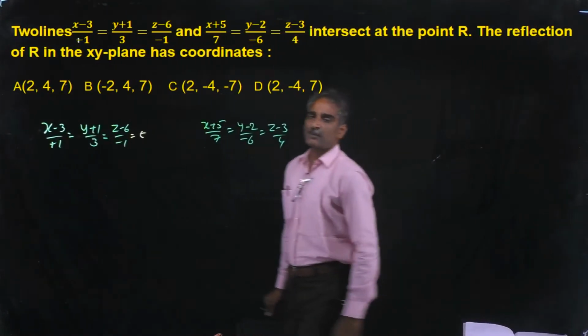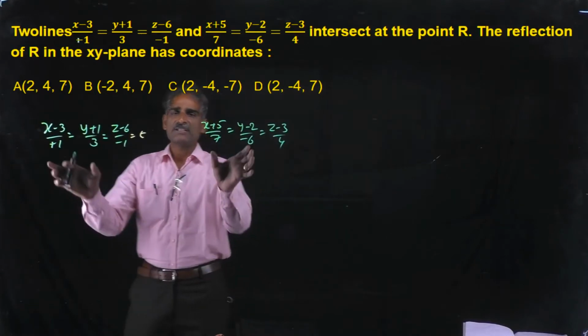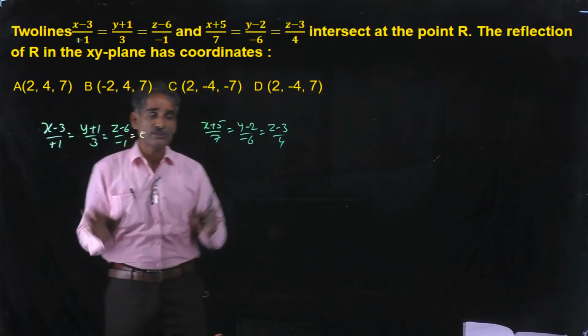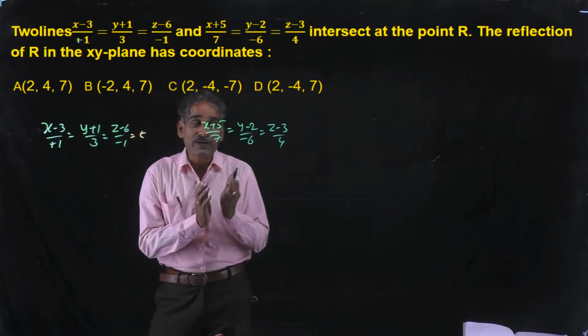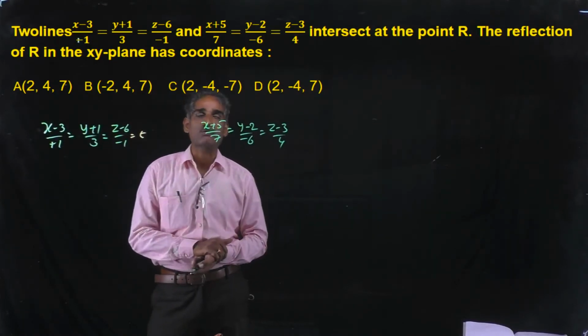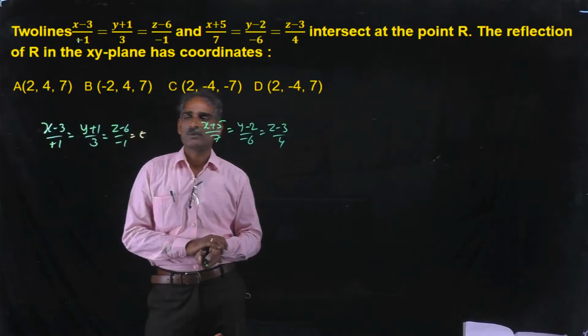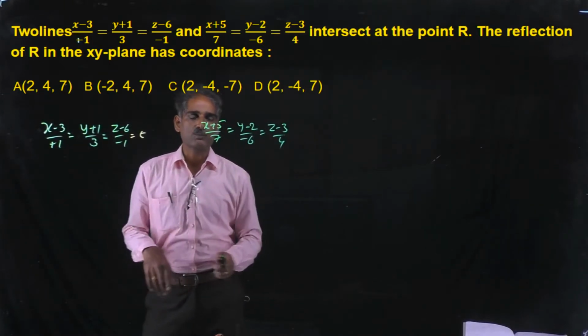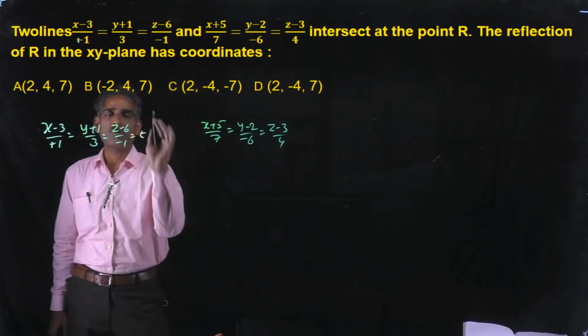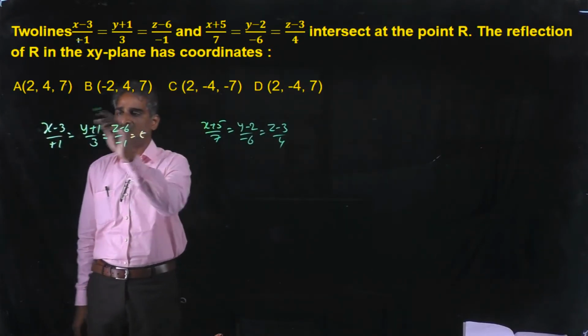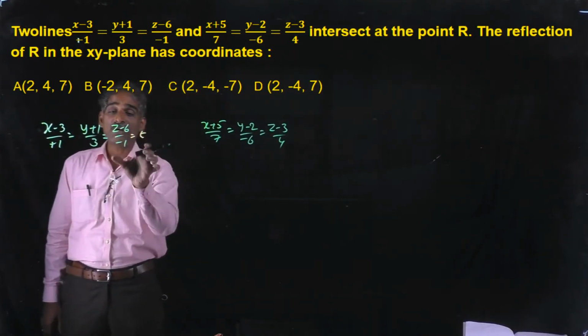Okay, see this problem. So the given lines are these two. We have given that these two lines intersect at the point R. Then we have to find out the reflection of R with respect to the xy plane. That is the problem. So for the given equations of these two, we have to find out the intersection point. So the first equation equals some constant t, and with respect to t, write down the general point on this line.